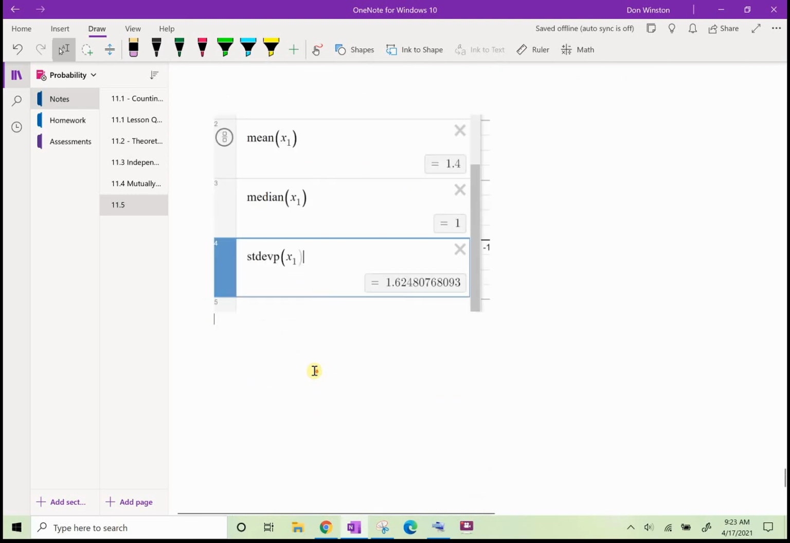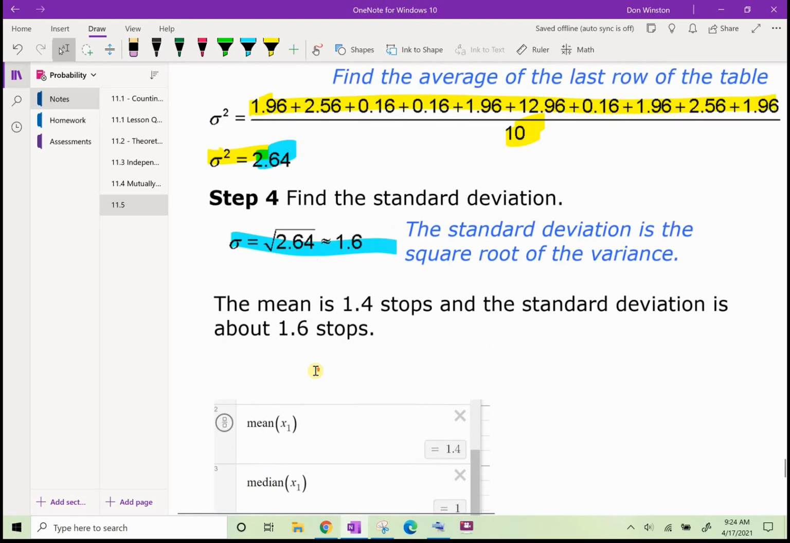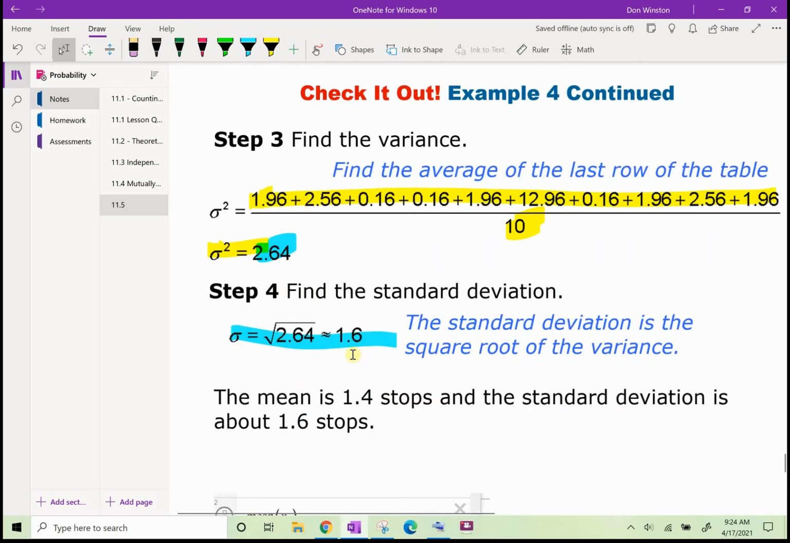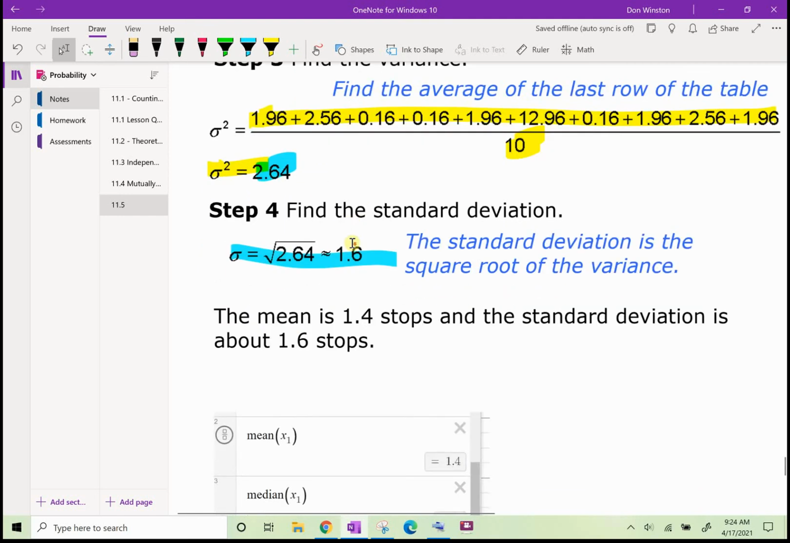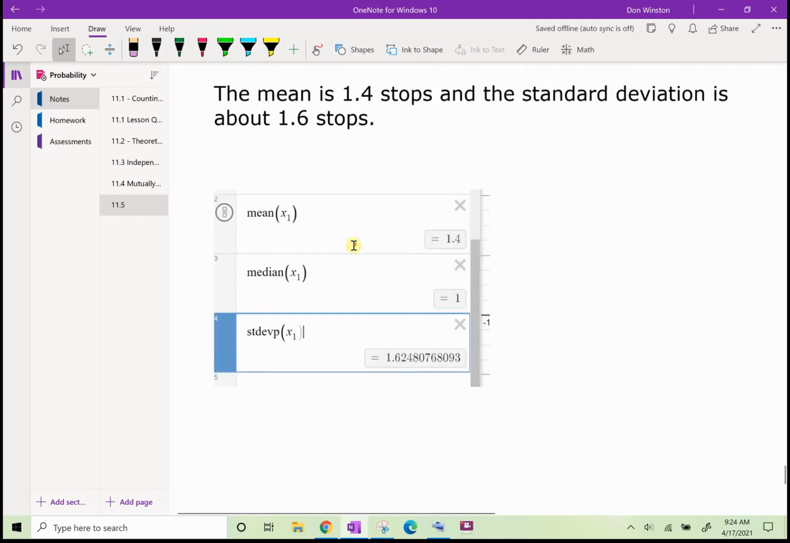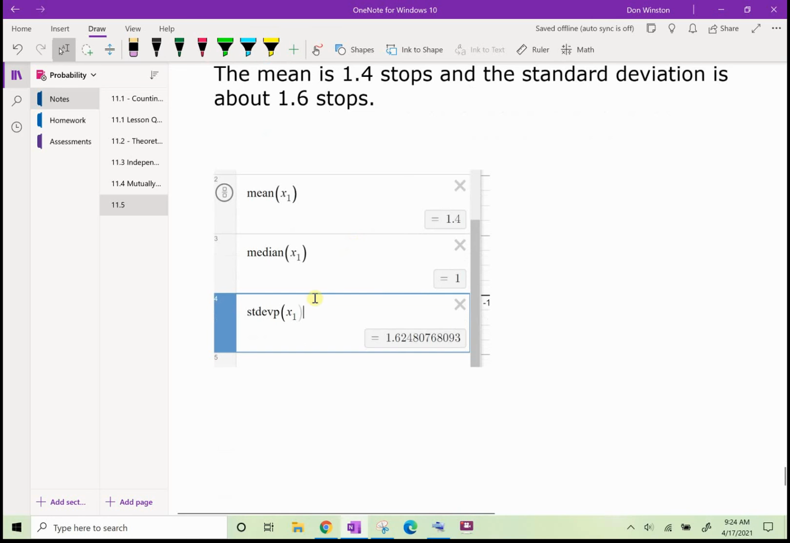I'm calculating standard deviation by hand for homework, but on the quiz or test, you don't have to. You can just use decimals there to do that.